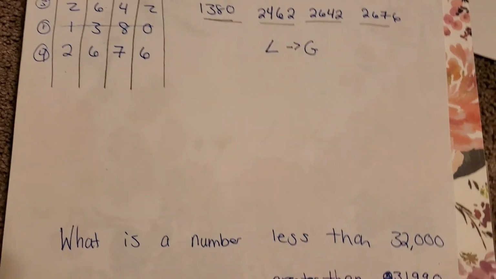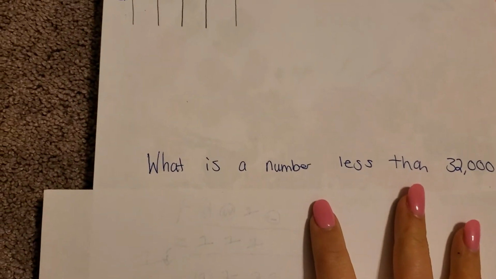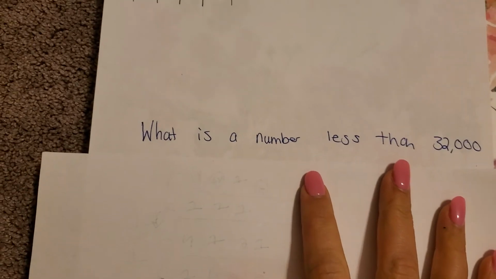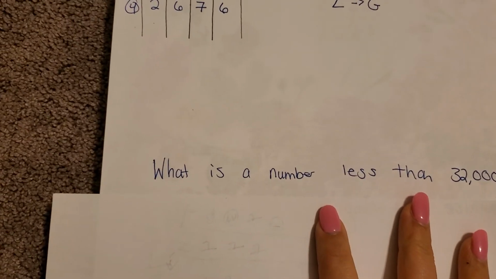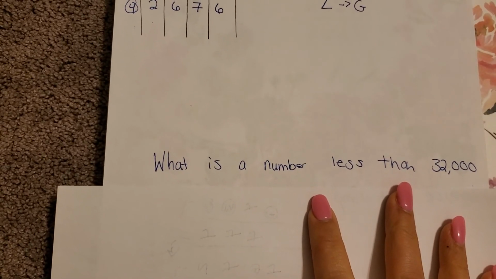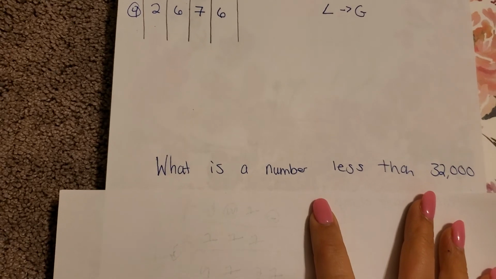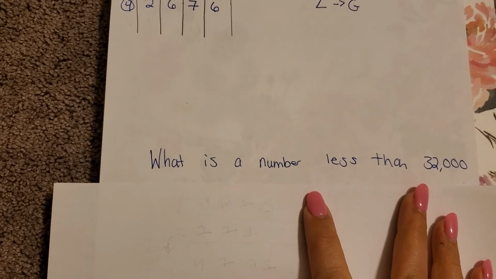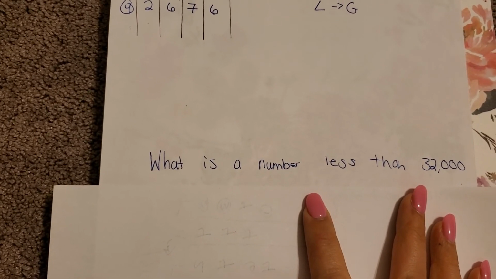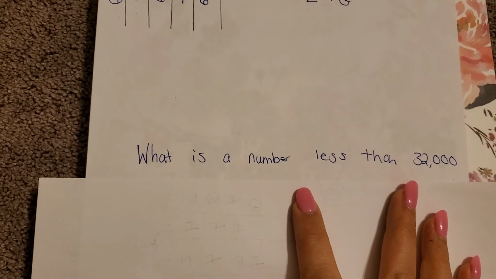So for example, what is a number that is less than 32,000? Well, that can be somewhat simple. We would just go one less than 32,000, which is 31,999, and we could go all the way down to 1 or 0 for that matter.